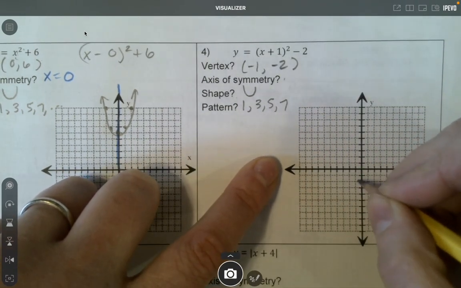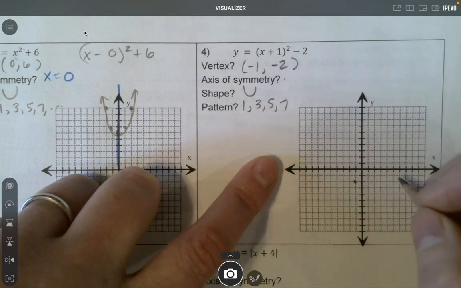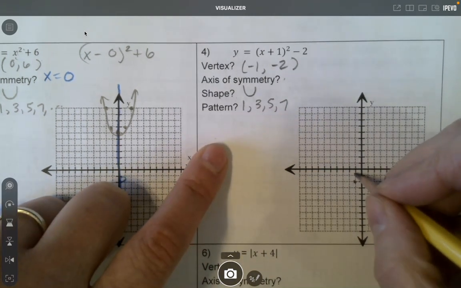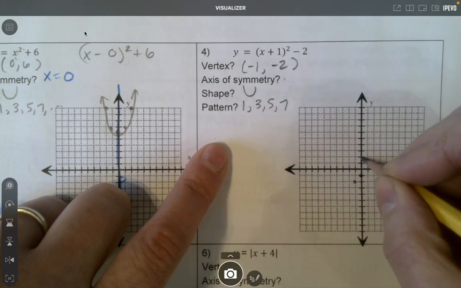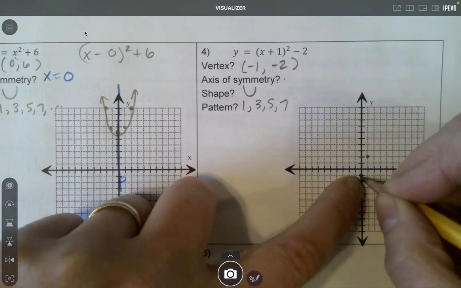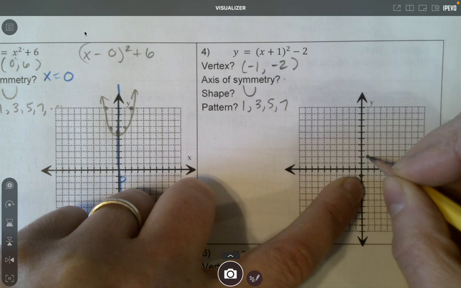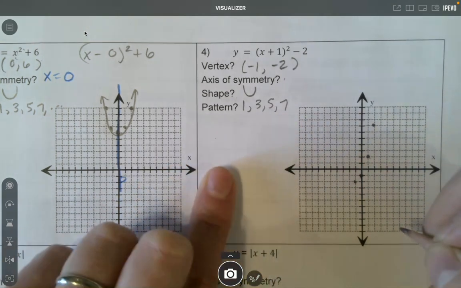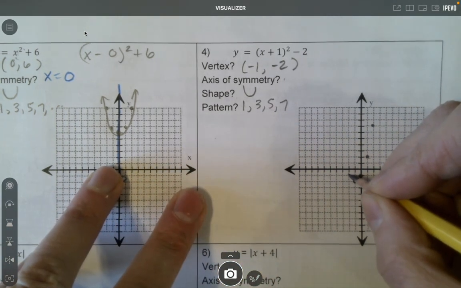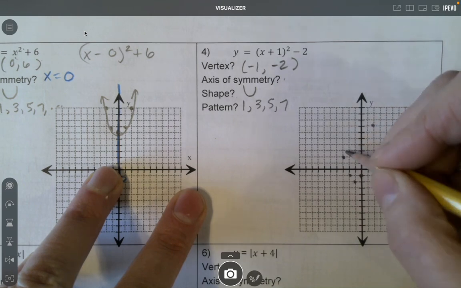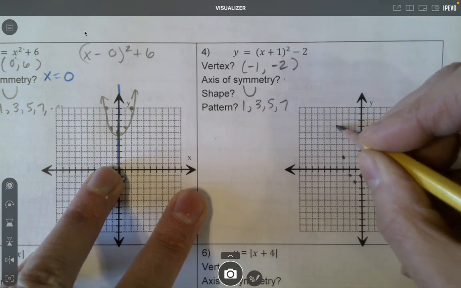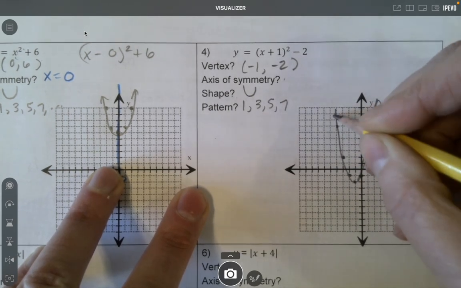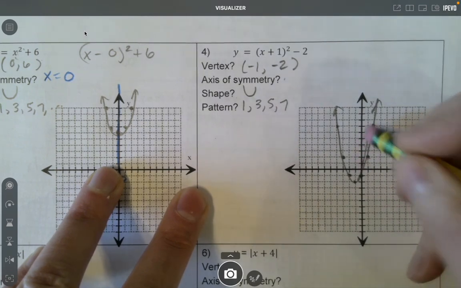So -1, -2 would be down here in our third quadrant, and then we'll make our pattern again. So again, today, it's always a 1, 3, 5, 7 pattern. So up 1 over 1, up 3 over 1, and I'm counting from the last point I made, it's up 3 squares over 1. And then from this point, I want to go up 1, 2, 3, 4, 5 over 1. And then I'm going to mirror all of these points on the other side and connect with a smooth curve. Sometimes it doesn't look quite perfect, and that's okay too.